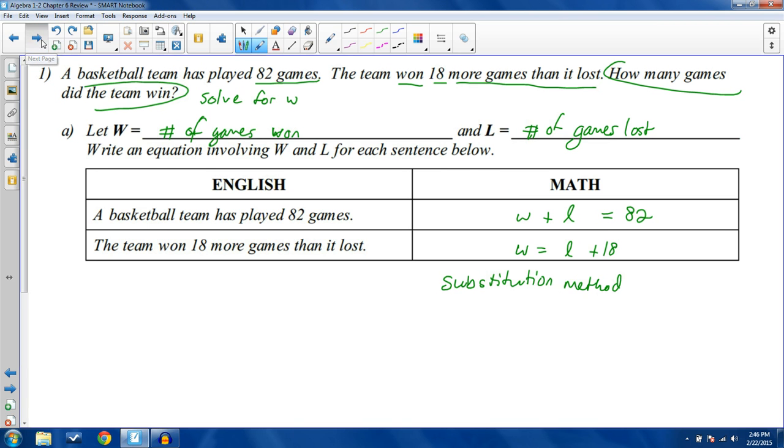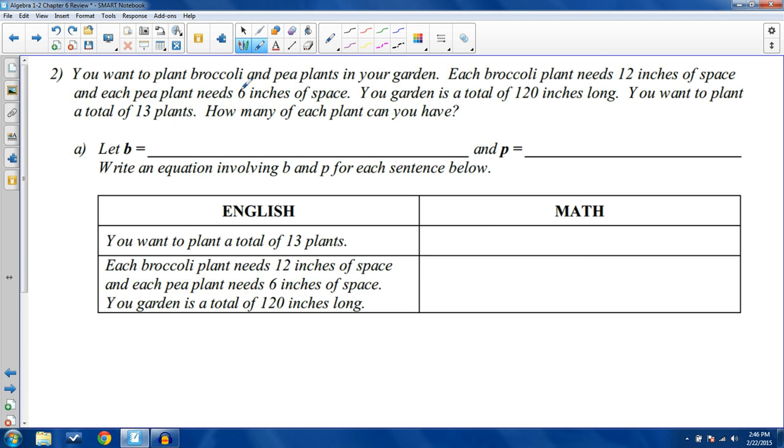problems after this. Number 2, you want to plant broccoli and pea plants in your garden. Each broccoli plant needs 12 inches of space, and each pea plant needs 6 inches of space. Your garden is a total of 120 inches long. You want to plant a total of 13 plants. How many of each plant can you have?